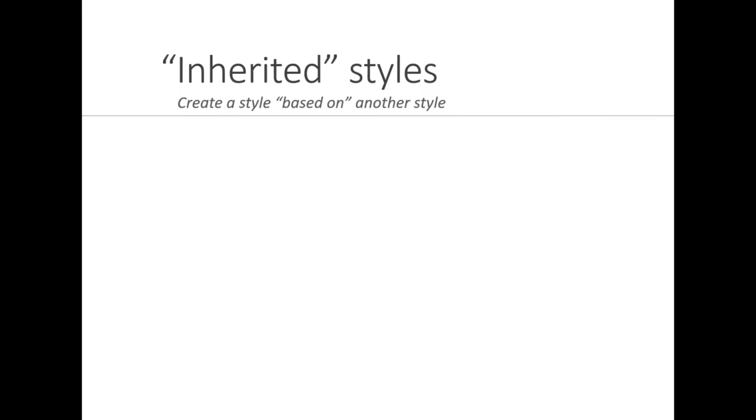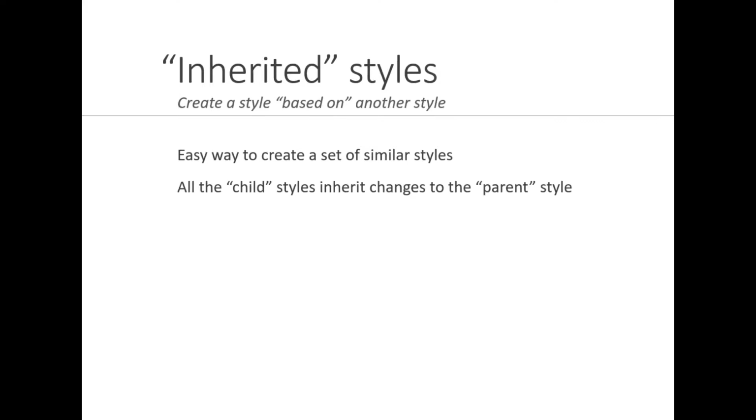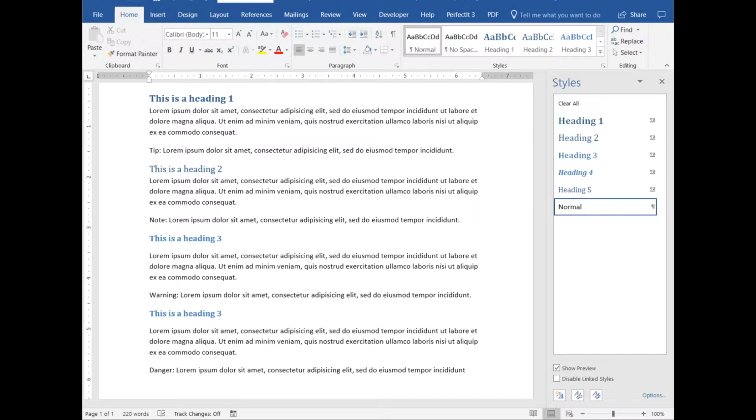Inherited styles have a couple of benefits. One of them is that it's an easy way to create a set of similar styles. You don't have to redo all of the formatting for each of these individual styles. And a second benefit is that if you make a change to the parent style, all of the child styles will inherit that change. So as is typical with these things, it's actually easier to show you than it is to describe them.